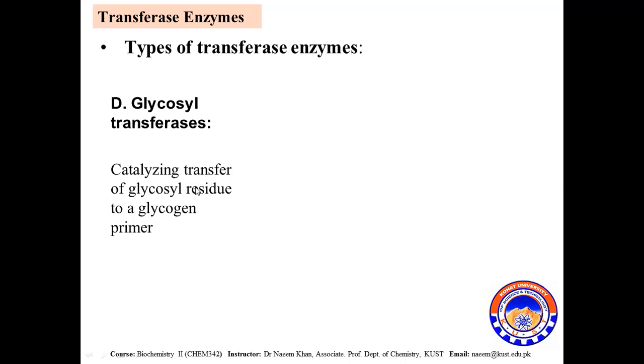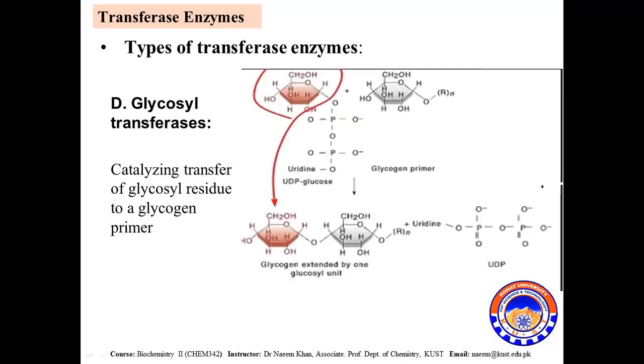Mostly that is stored in the liver, and whenever there is a need, glycogen is broken down, or if there is high glucose, glycogen is synthesized. The basic reaction behind this is a glycosyl transfer: one by one, glycosyl units are transferred and converted to glycogen. Look at this reaction.